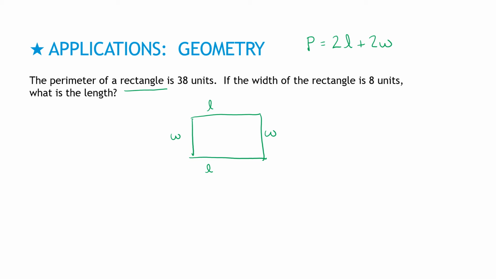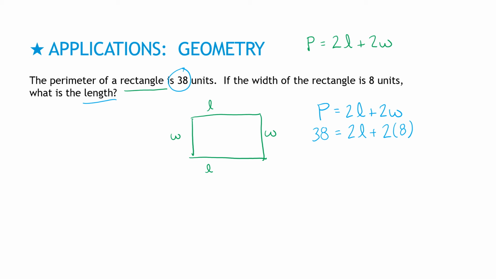So again, I have given you the formula. P equals 2L plus 2W. They have given me the perimeter. Notice that it's not square units, it's just a distance around, 38 units. The width of the rectangle is 8 units. So I'm replacing W with 8 and I'm solving for L. So again, this one's pretty straightforward.